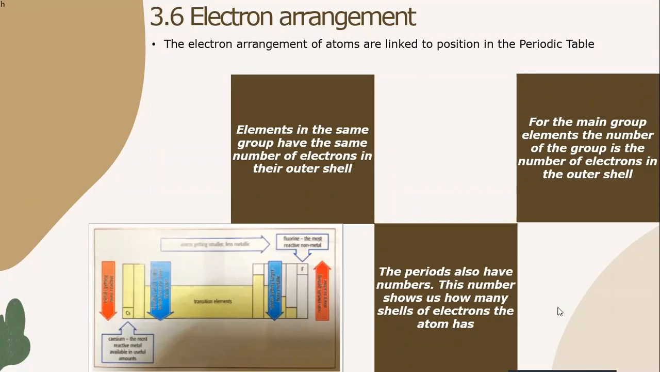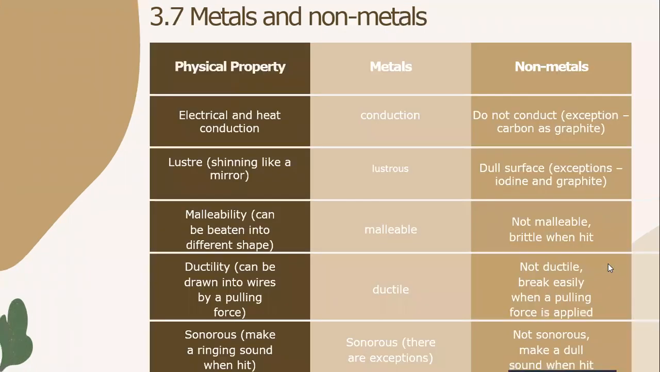Electron arrangement. The electron arrangement of atoms is linked to position in the periodic table. So elements in the same group have the same number of electrons in their outer shell. For the main group elements, the number of the group is the number of electrons in the outer shell, and the periods also have numbers. This number shows us how many shells of electrons the atom has.